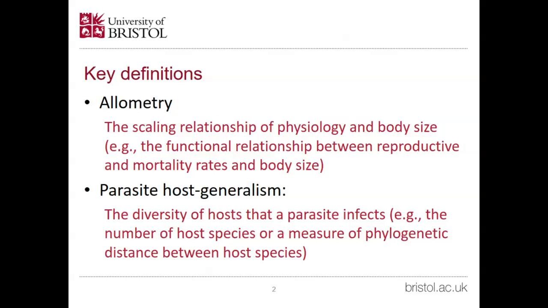So just to define some key points initially, by allometry, we're talking about the scaling relationship between physiology and body size. For example, that might be a relationship between a reproductive or mortality rate and body size. Then parasite host generalism is the diversity of hosts that a parasite infects. There are a variety of different ways to measure that, which I'll get into later, but it could simply be the number of host species or some measure of phylogenetic distance between the host species.